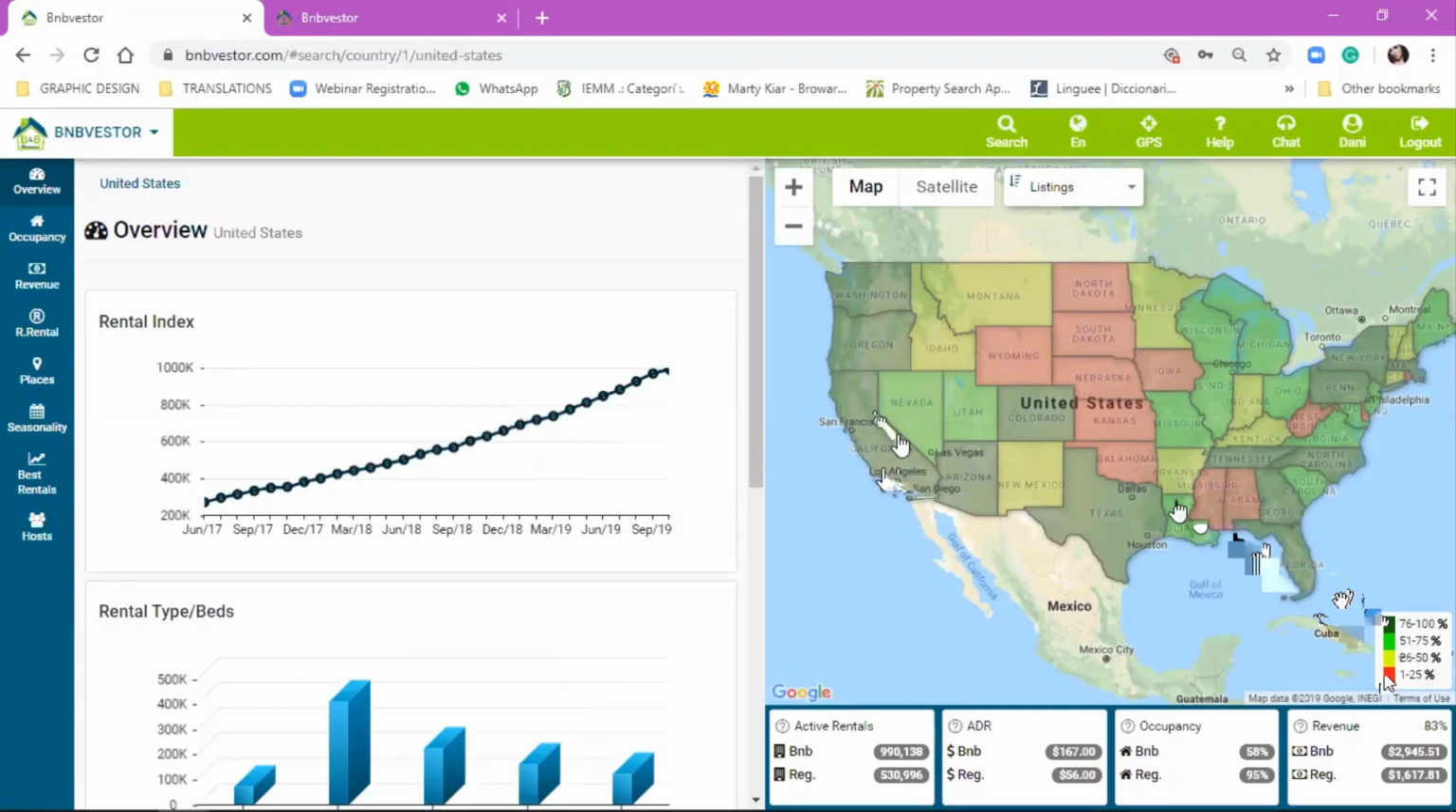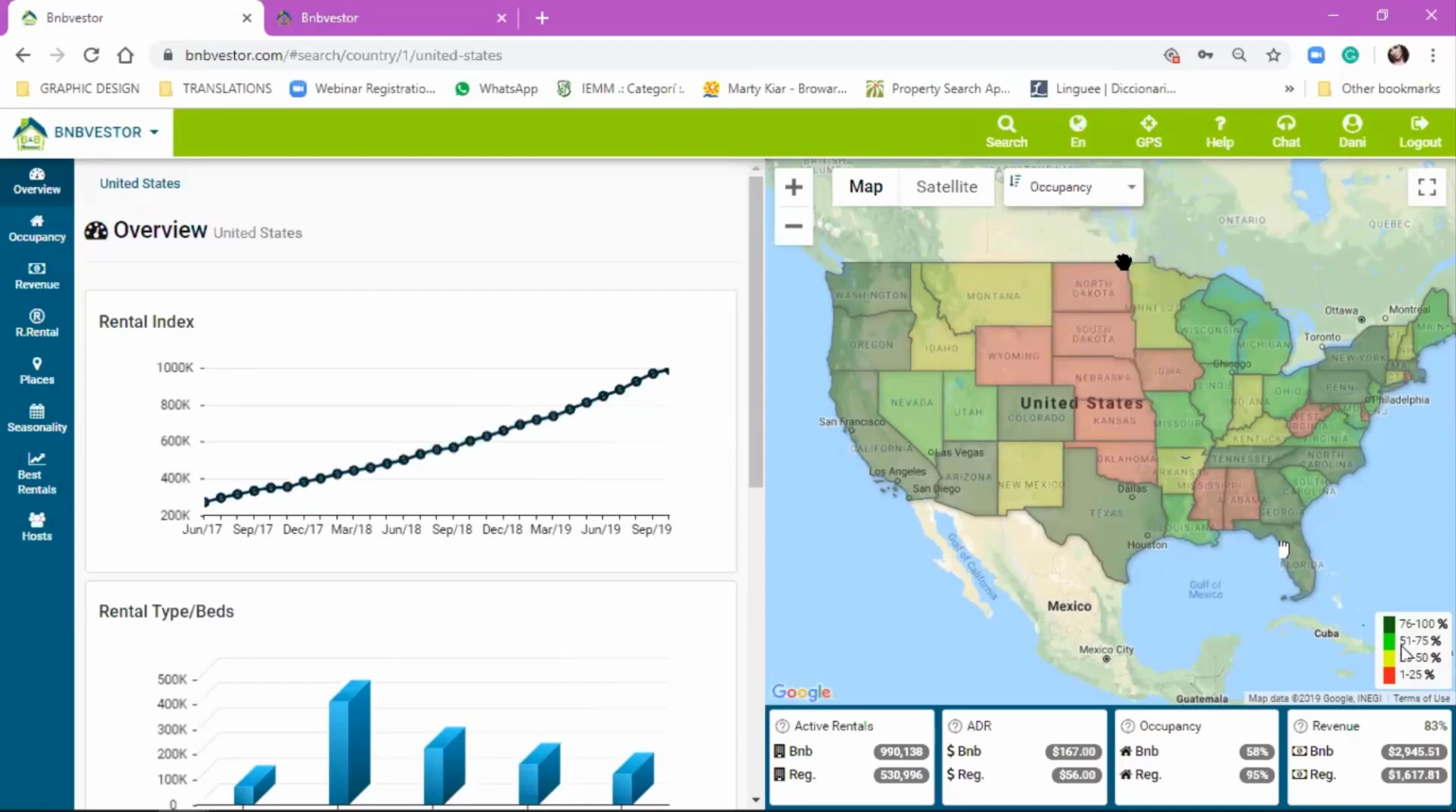The states that are dark green are the states that have the highest B&B listings. Okay, so they have a lot of B&B listings. Then the red is the one that has the least. The yellow has from 26 to 50% of B&B listings, which means it doesn't have so much. And then green is right below the dark green, and doesn't have as much either.